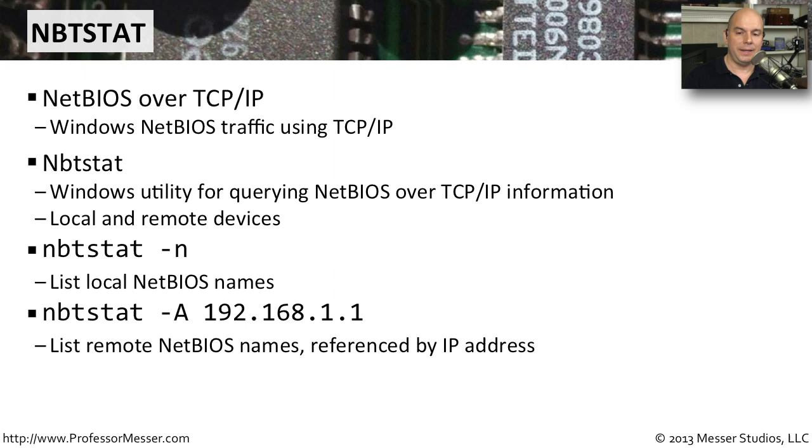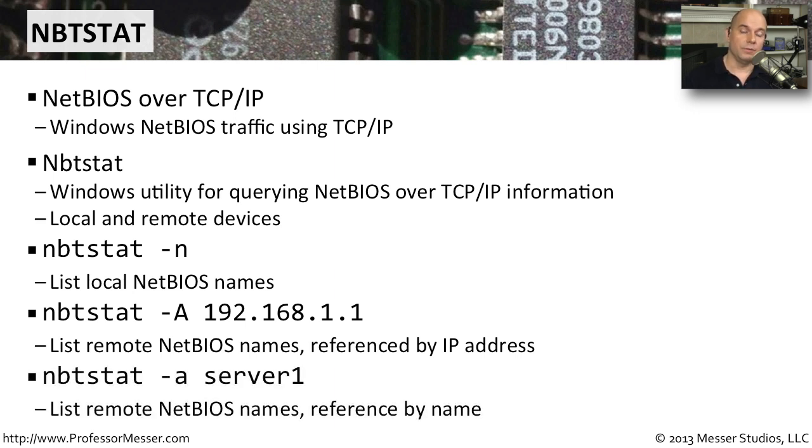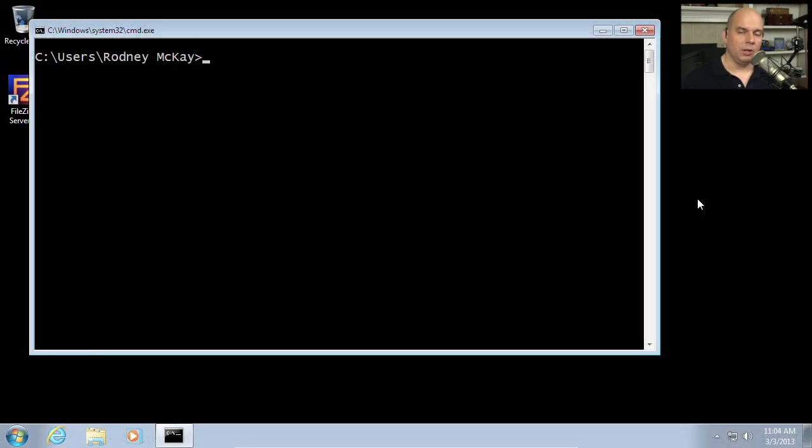We'll perform an nbtstat -A with an IP address that goes across the network to see if we can understand what names might be associated with that remote device. And then we can effectively do the reverse of that, where we know the name of the local device and we'd like to know more information about that based on its NetBIOS name. Let's look at our local device first.